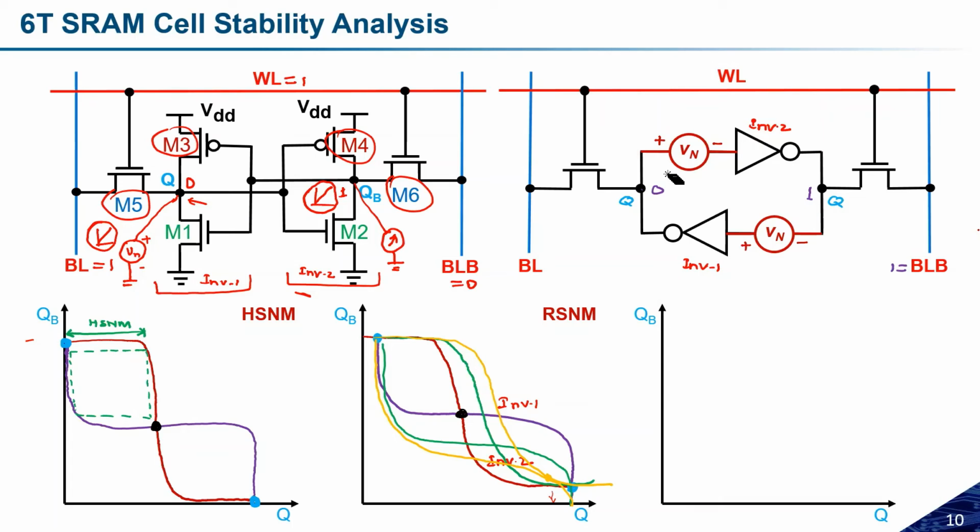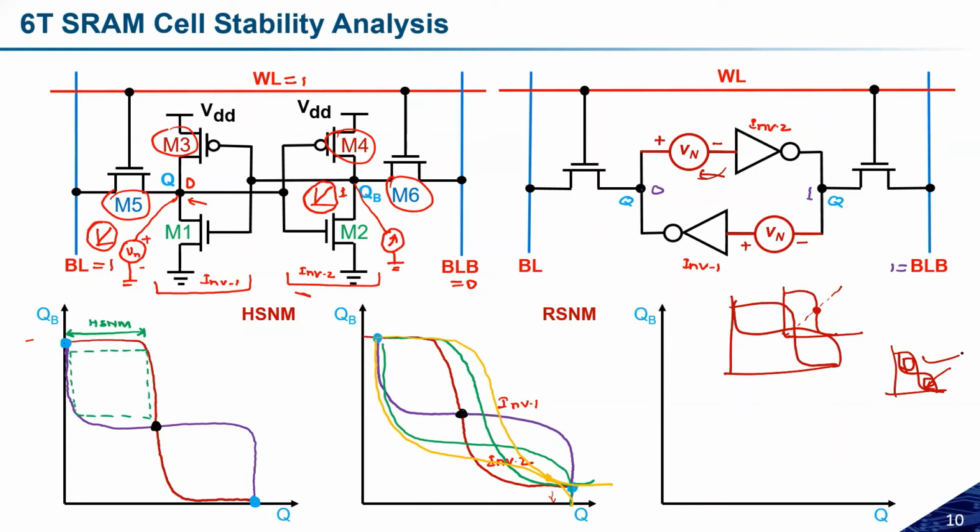Let us assume I have an inverter something like this, which is giving characteristics like this. And a second inverter which is giving something like a lower one. So here stability is less. Stability is less means that with a small voltage of Vn, that can flip the data. So the noise margin is simply how much noise it can tolerate, how much fluctuation it can tolerate.